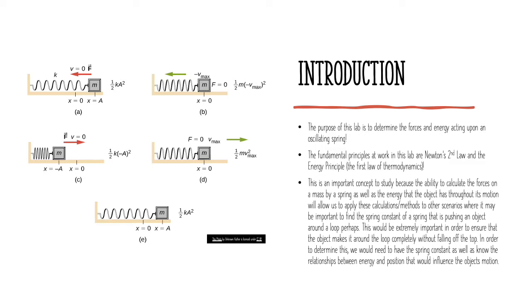This is an important concept to study because the ability to calculate the forces on a mass by a spring and the energies will allow us to apply these calculations and methods to other scenarios where it could be important to know the spring constant or the energies acting on the object. For example, it would be extremely important in order to ensure that an object makes it around a loop when pushed by a spring. In order to determine this, we would need to know the spring constant as well as the relationships between energy and position that would influence the object's motion.